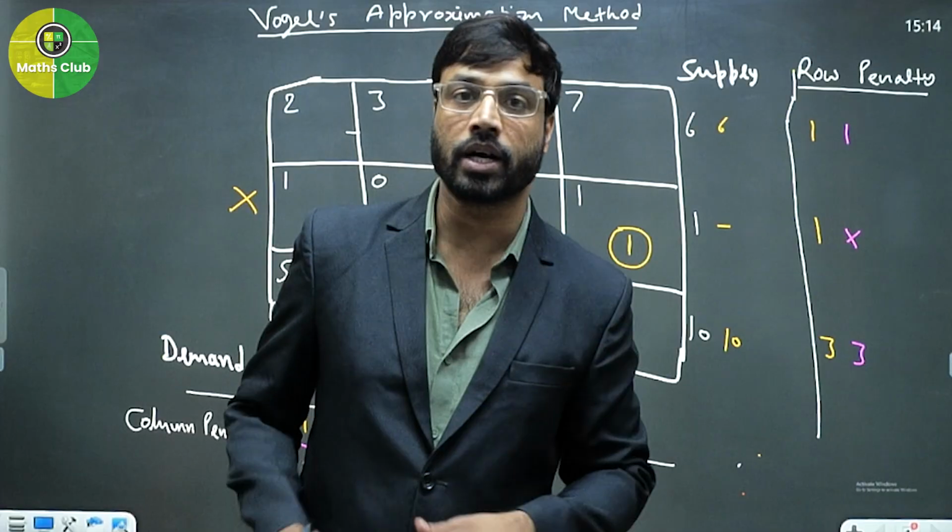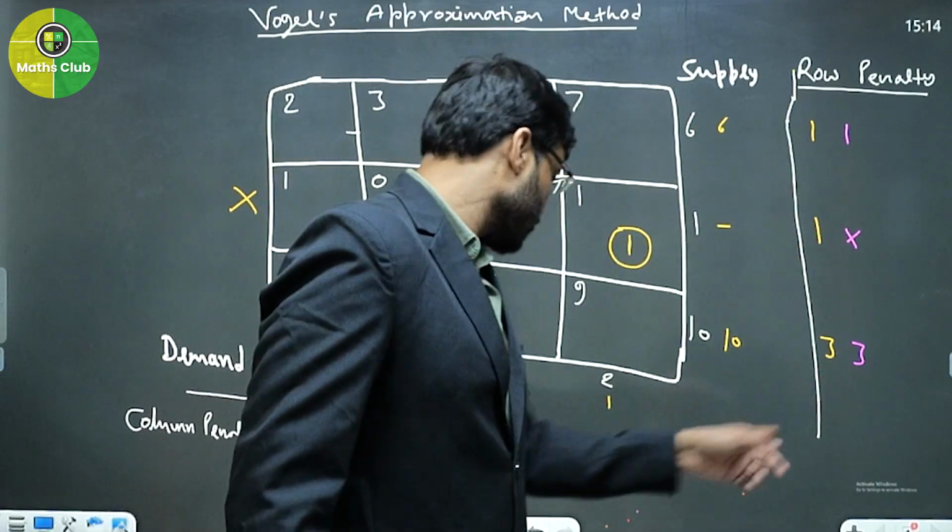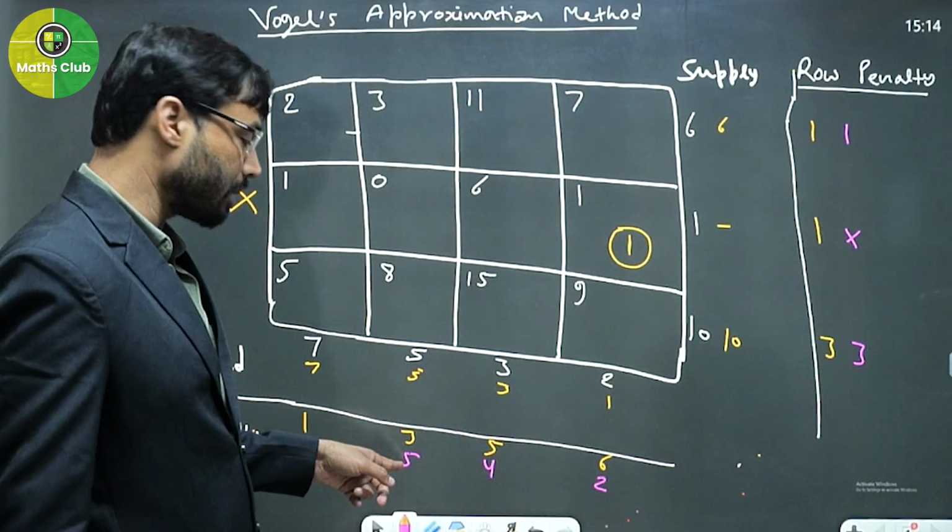Again choose which penalty is the maximum. So 1, 3, 2, 4, 5, 3. So now 5 is the maximum.